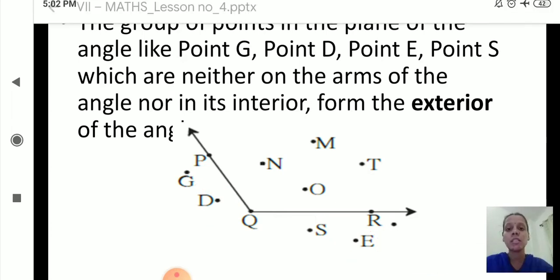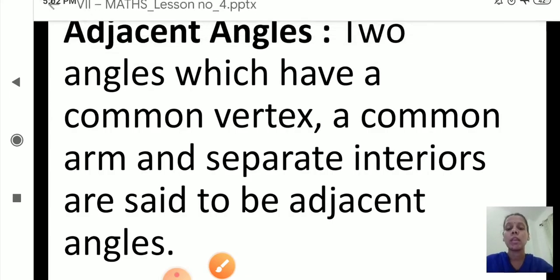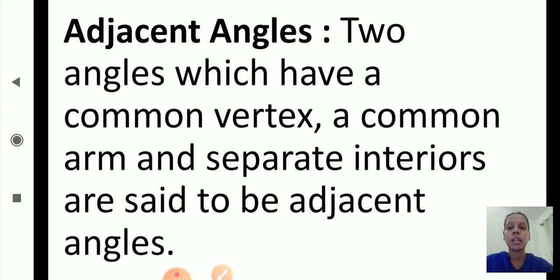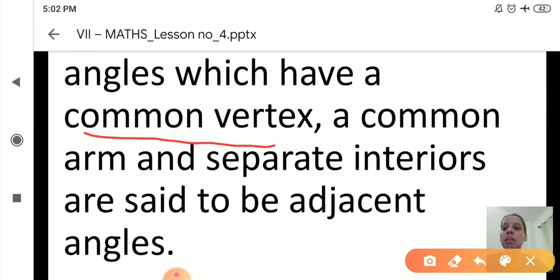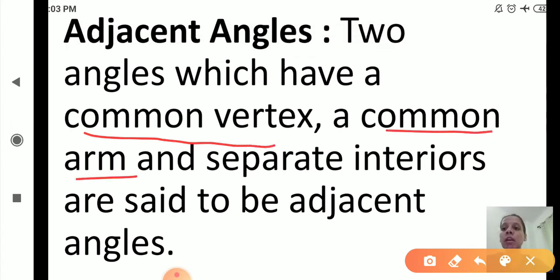Now the next is, we will see the definition for adjacent angles. Adjacent angles means the two angles which have a common vertex, a common arm and separate interiors are said to be adjacent angles. Adjacent angle means the two angles which have a common vertex, common arm and separate interiors. They are said to be adjacent angles.